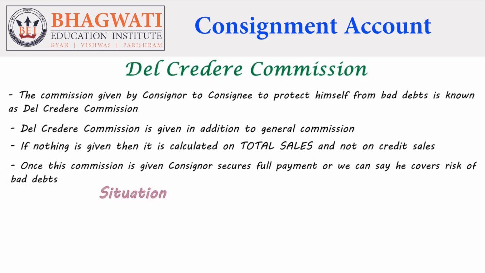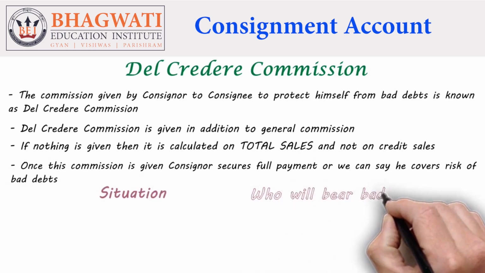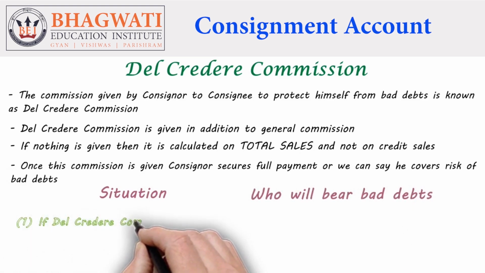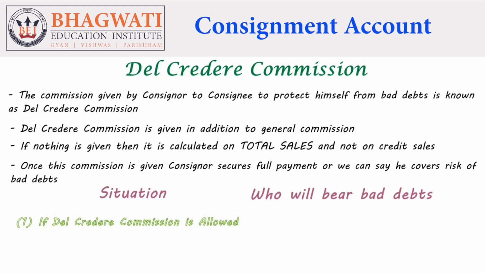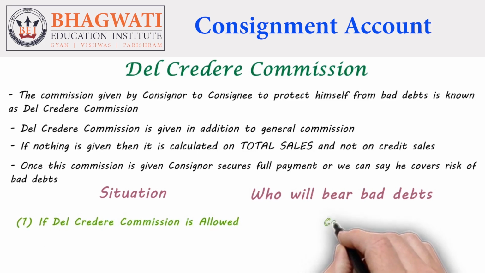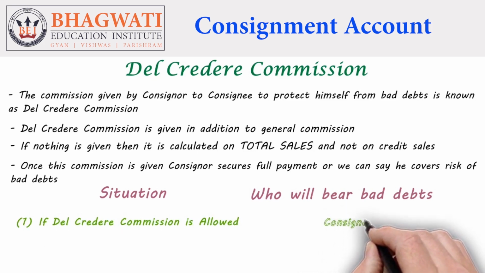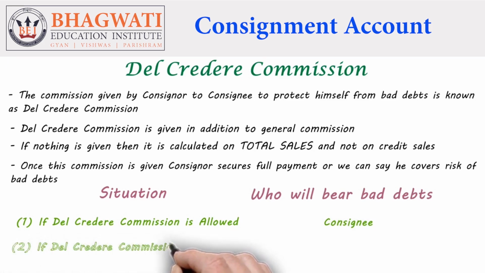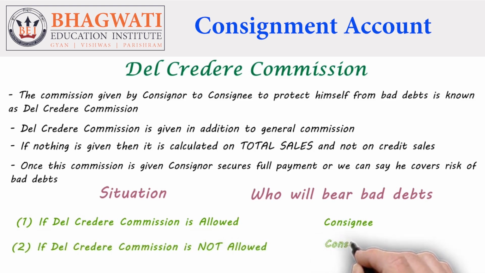Now, let us discuss the situation and who will bear this particular loss. The entire concept we are going to summarize in two lines. Number one, if del credere commission is given, it's allowed, then who will bear this particular loss of bad debt? Obviously, the consignee is going to bear this loss. But what if del credere commission is not allowed? Then obviously it has to be borne by the consignor. I hope you are able to grasp the concept.